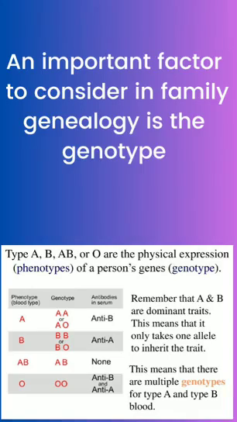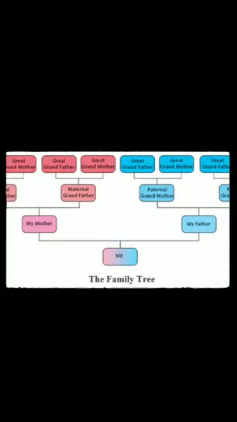The genotype is another factor to consider in family genealogy. There are four main types of genotypes. These are AA, AS, SS, and AC. An example of family traits can be represented as shown below. A family tree shows how the descendants of a family originated. Below is the example of a family tree.